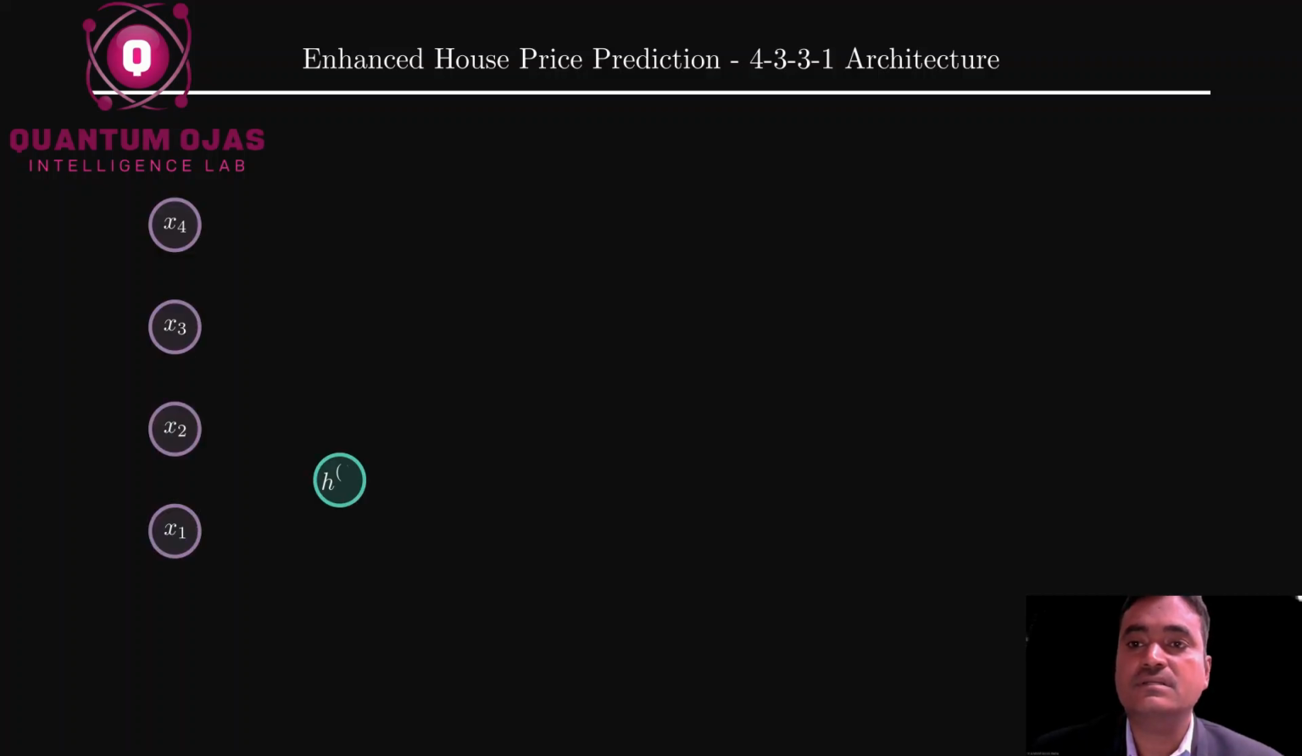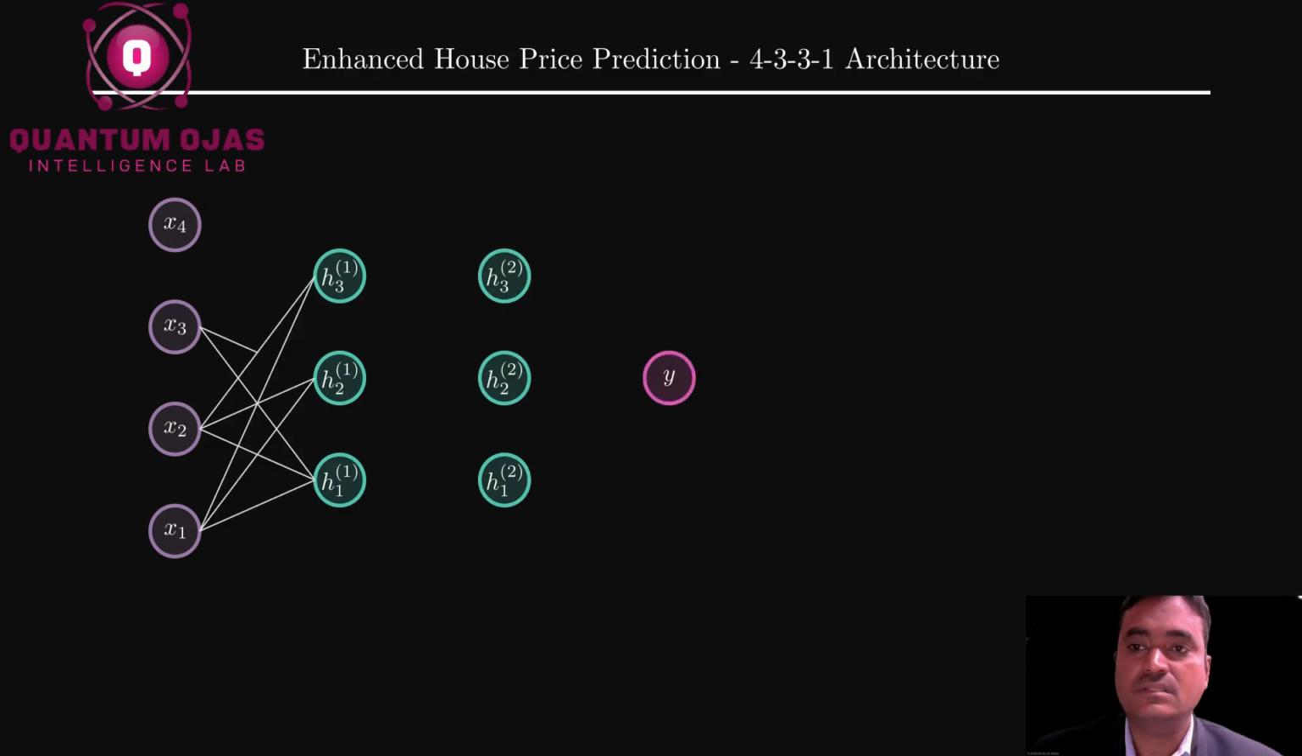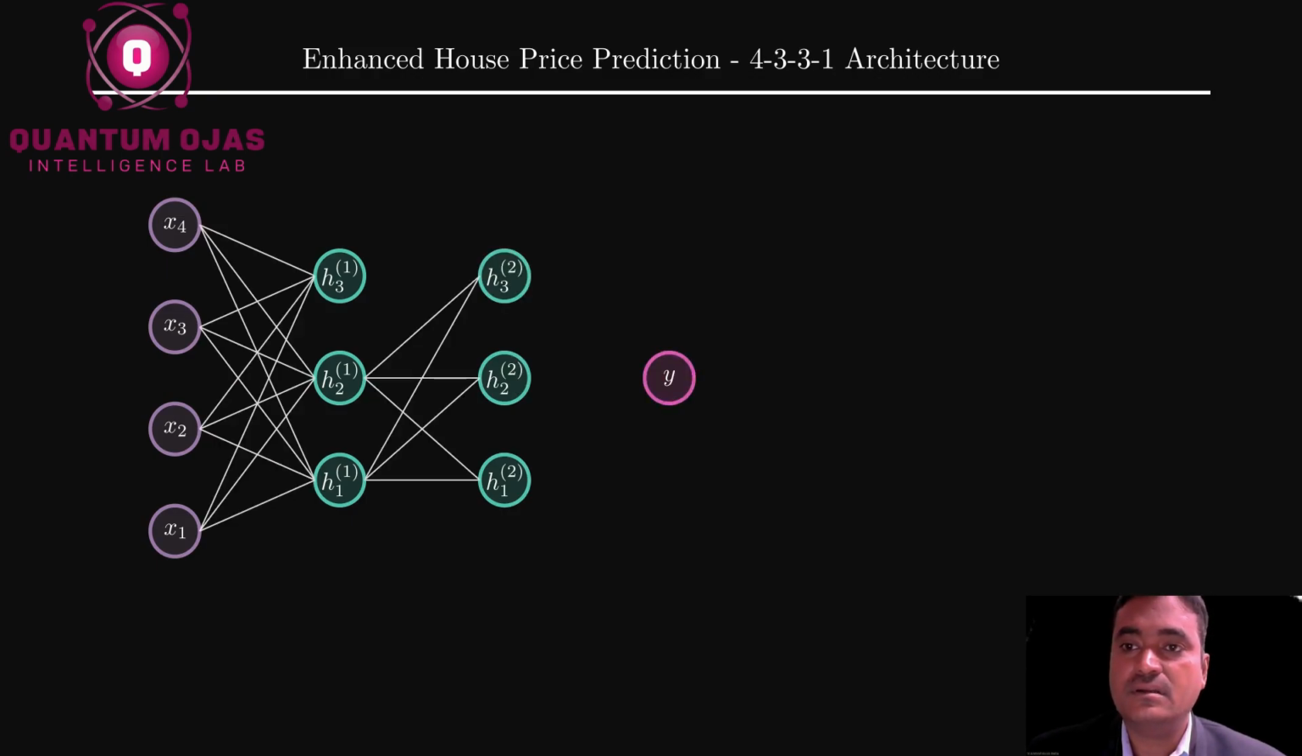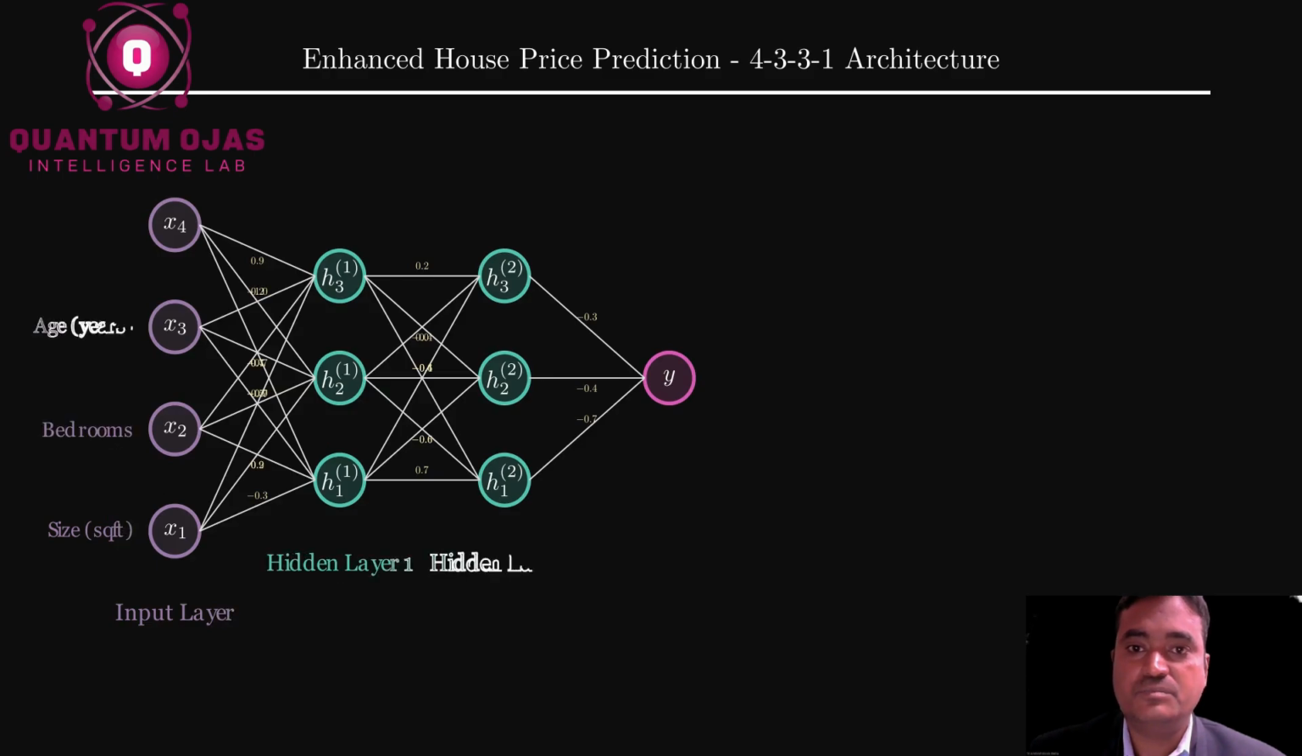Today we are going to understand how a neural network predicts house prices. This network has a special structure called 4-3-3-1, which means the input layer has 4 neurons, and there are 2 hidden layers, each with 3 neurons, and 1 neuron in the output layer. It has 4 layers working together to make predictions. Let's start by looking at the structure.